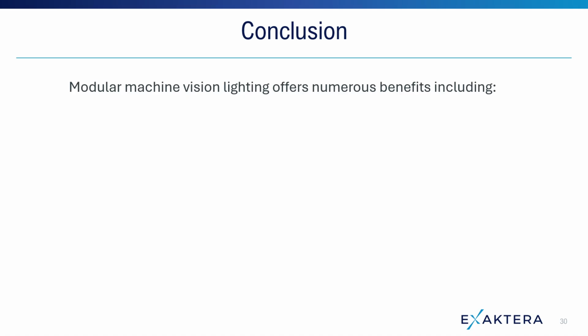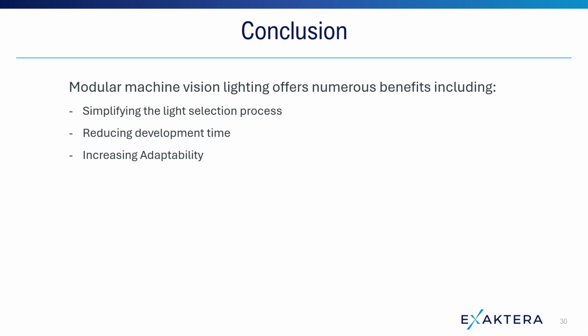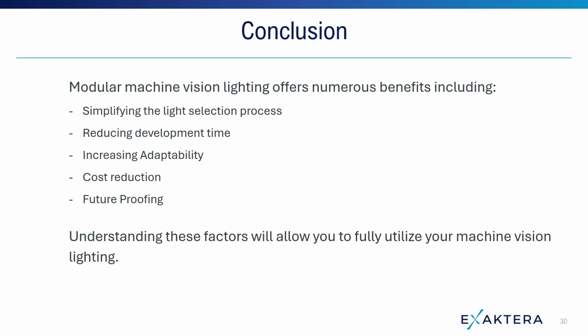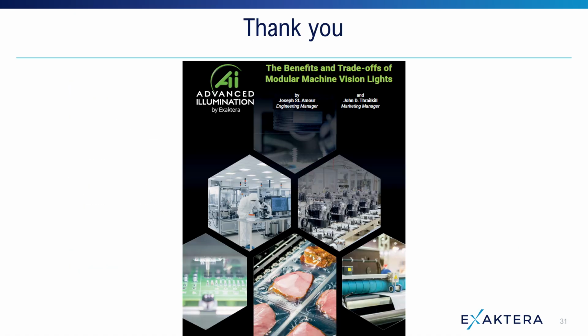Modular machine vision lights offer numerous benefits, including simplifying the light selection process, reducing development time, adaptability, potential cost reduction, and future-proofing the machine vision system. By understanding the key factors to consider in modular lighting design, vision engineers will be better able to harness the full potential of modular machine vision lighting.